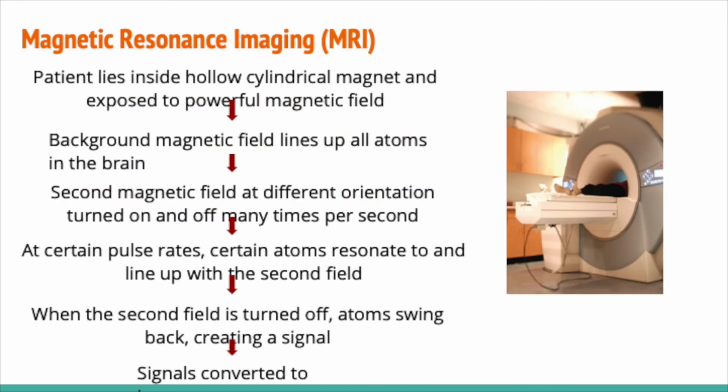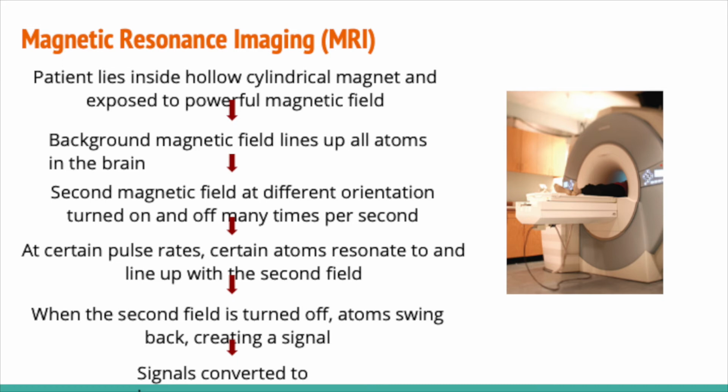I'm going to talk a little bit about the procedure that a patient will go through when they get an MRI. It first starts with a patient lying inside a hollow cylindrical magnet, and they are exposed to a powerful magnetic field. The background magnetic field will line up all atoms of the brain, and then a second magnetic field at a different orientation is turned on and off many times per second.